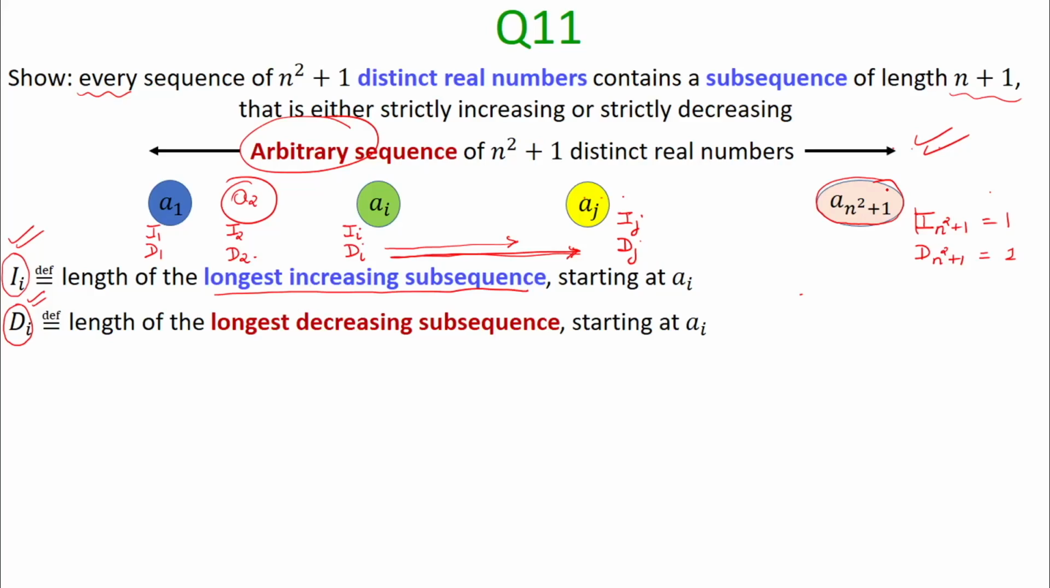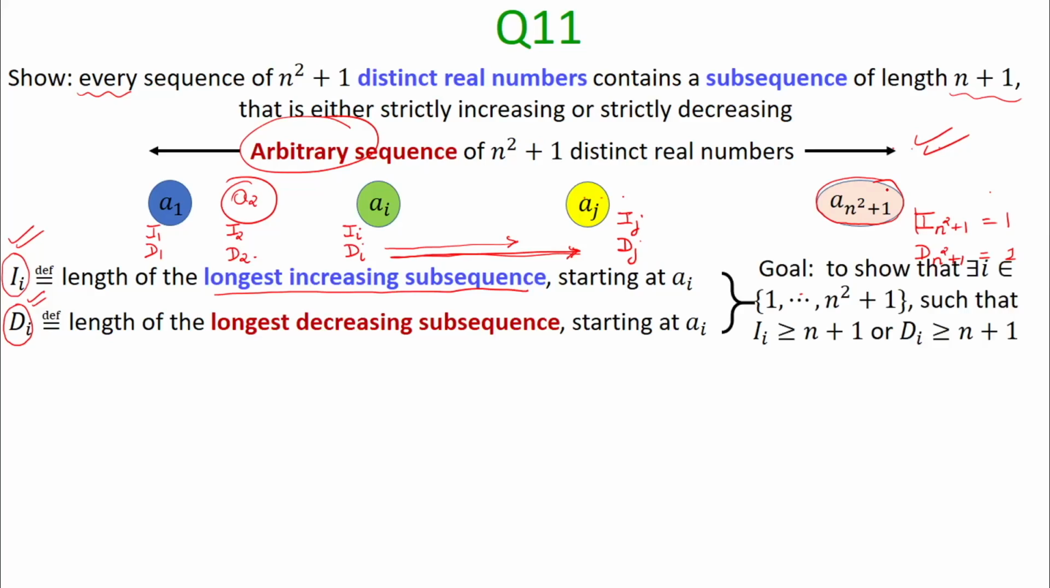It is both an increasing subsequence starting at a_{n^2+1}, as well as a decreasing subsequence starting at a_{n^2+1}, because there is nothing after the number a_{n^2+1}. Now, what is my goal? The question asks me to show that there always exists some a_i such that either there exists an increasing subsequence of length n+1, that means I_i is greater than or equal to n+1, or there is a decreasing subsequence of length n+1, that means D_i is at least n+1.